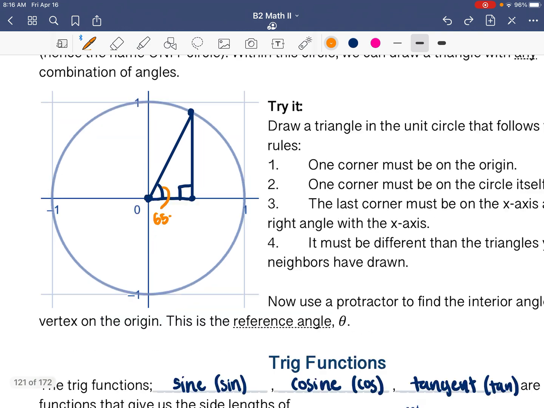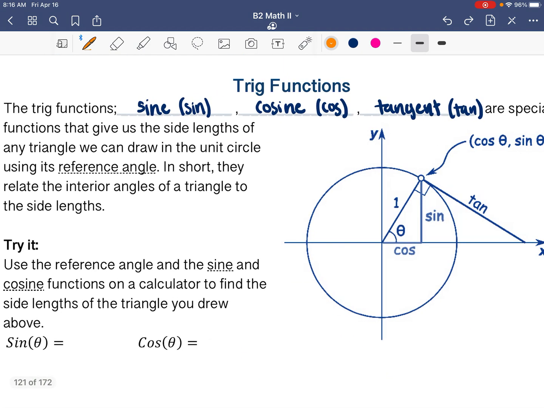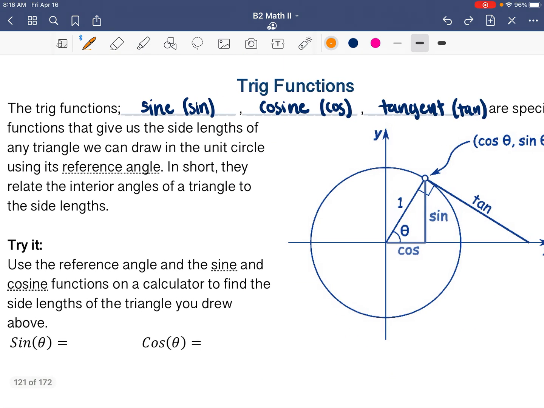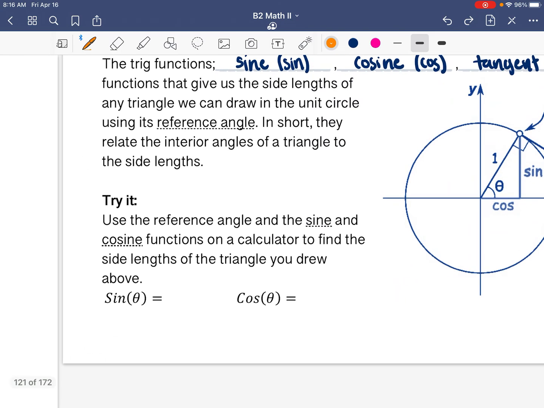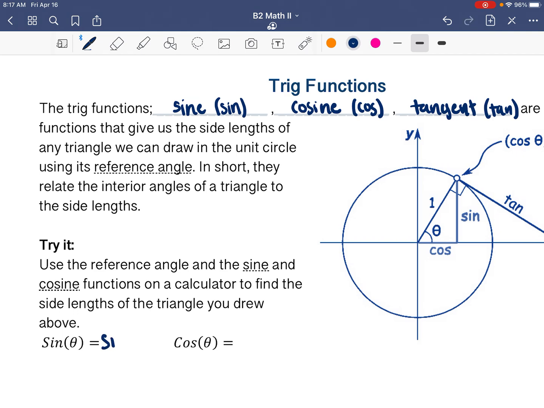this triangle that we drew up here to calculate the side lengths, the vertical side length and then the horizontal side length, for sine and cosine on our calculators. So I'm typing into my calculator sine of 65 because that was my reference angle, and that gives me 0.82. I'm going to do the same thing with cosine now. Cosine of 65, that's my reference angle, that equals 0.56.